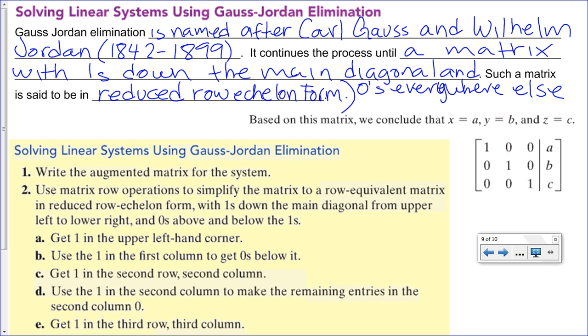I cannot stress this enough on the take-home exam. If you don't show me all of your steps, you're not going to receive any credit for it.